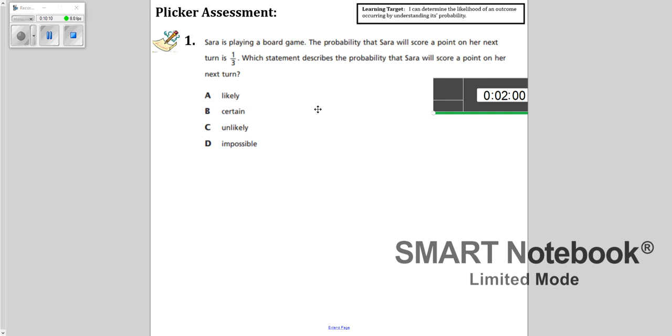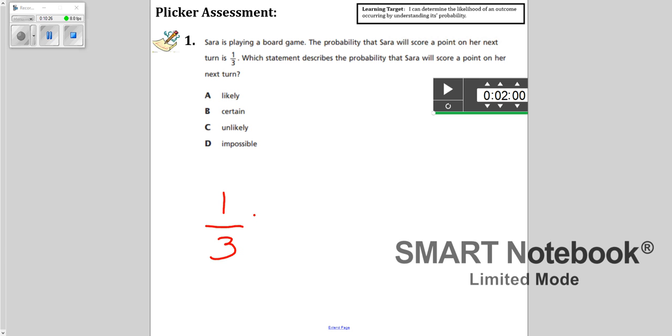So here's a question from your homework, but I think it's important to go through it quickly. Sarah's playing a board game. The probability that Sarah will score a point on her next turn is 1 out of 3. Which statement describes the probability that Sarah will score a point on her next turn?